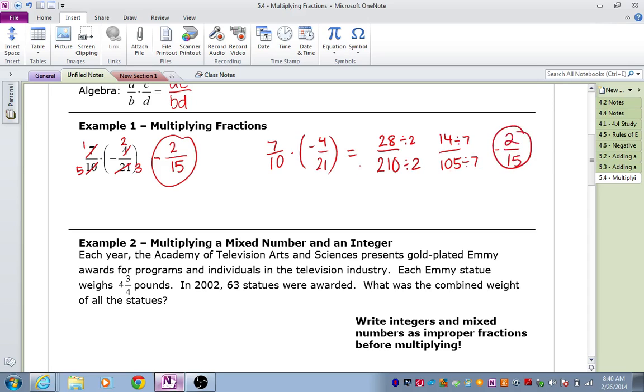Okay, so it's possible to do it this way. However, I definitely recommend trying to divide out your common factors before you start multiplying. That way you don't have to worry about simplifying in the end.